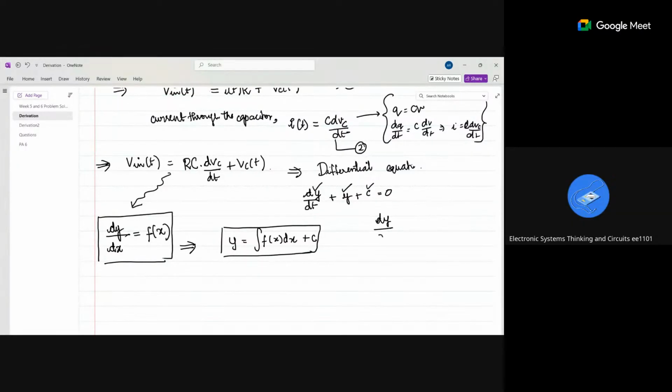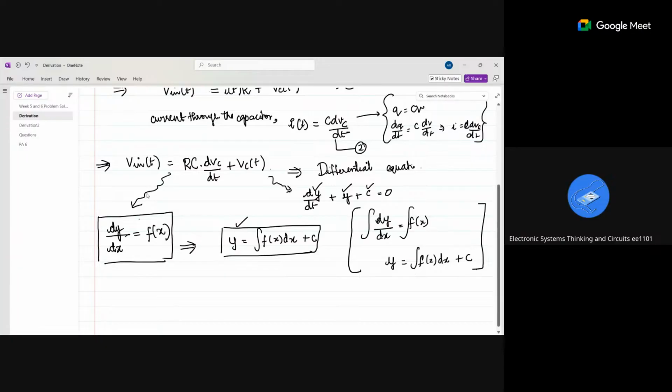Why is it like this? dy by dx is equal to f of x. Applying integrals on both sides with respect to x, y is equal to integral of f of x dx plus c. My current equation is not in this format, whereas if somehow I bring it to this format, I can apply this integral directly. So that's my goal. That's why I'm going to change my equation a little.